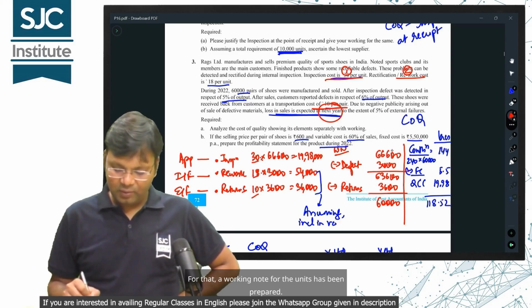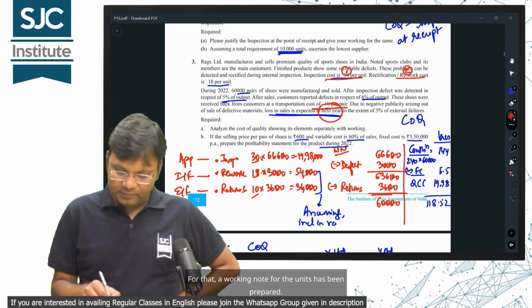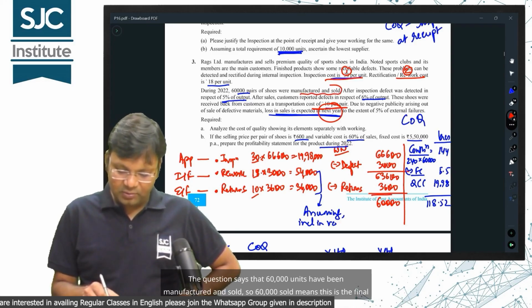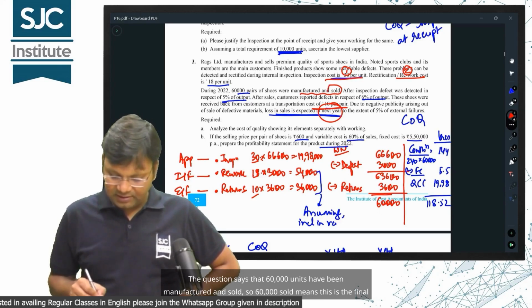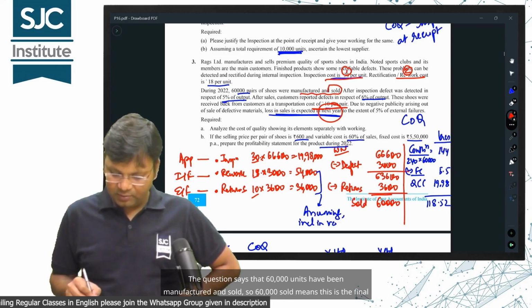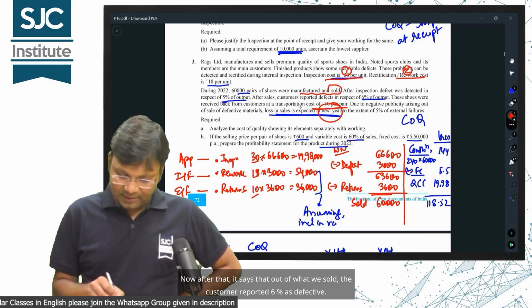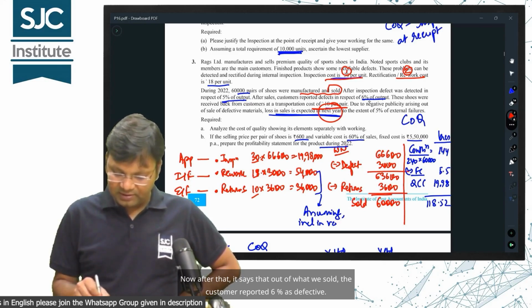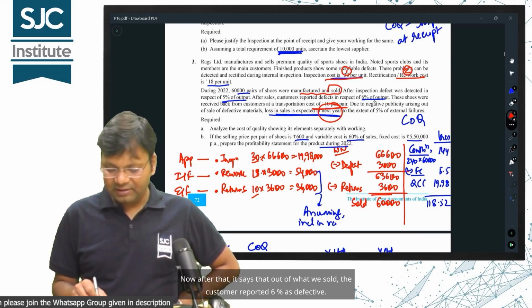For that, a working note for the units has been prepared. The question says that 60,000 units have been manufactured and sold, so 60,000 sold means this is the final output. After that, it says that out of what we sold, the customer reported 6% as defective.